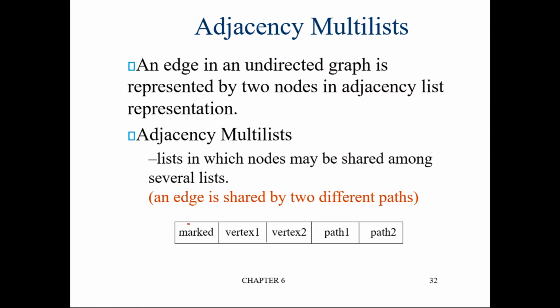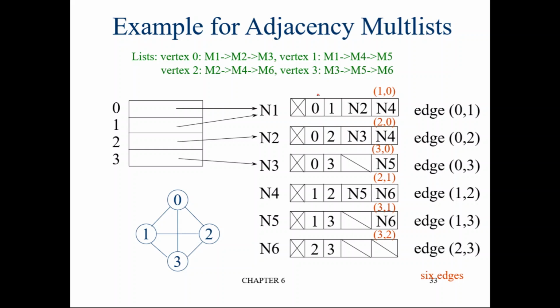Now we will see the definition of adjacency multiset. An edge in an undirected graph is represented by two nodes in an adjacency list. So there are two nodes. An edge is represented using two nodes: 0 is a node and 1 is a node. So that is one edge.